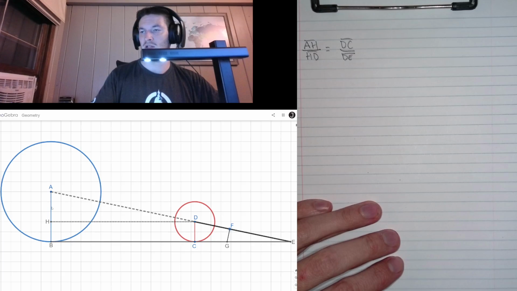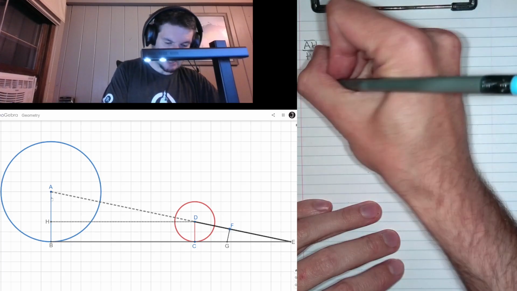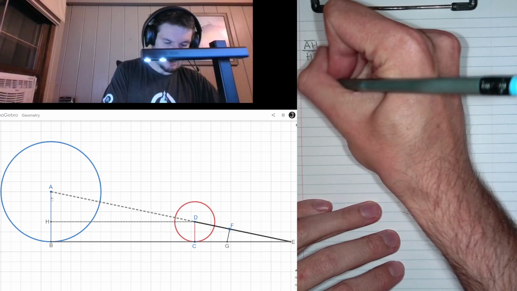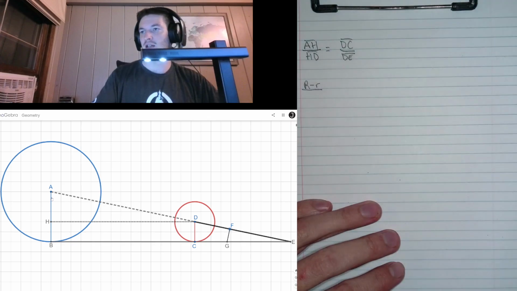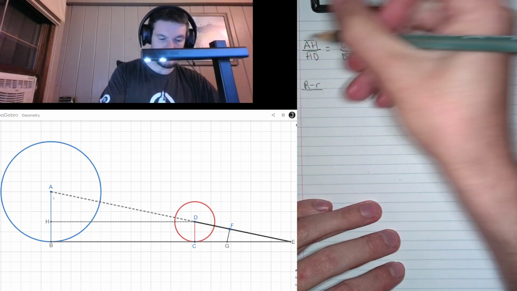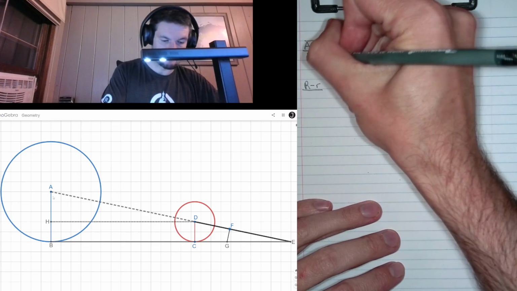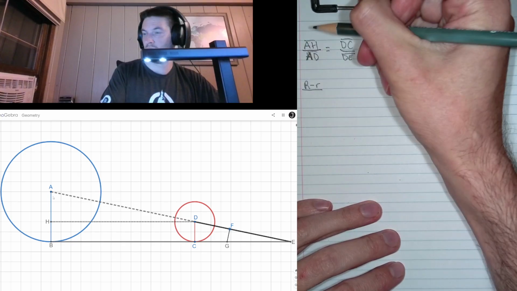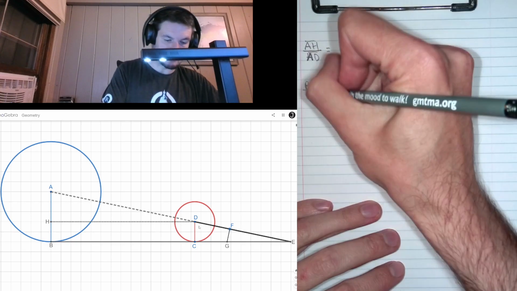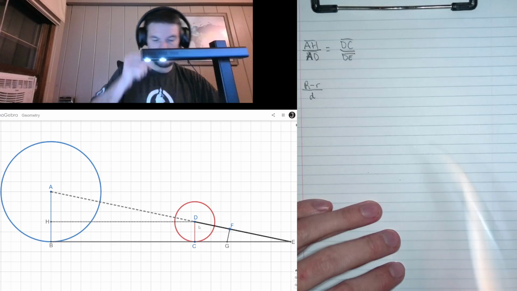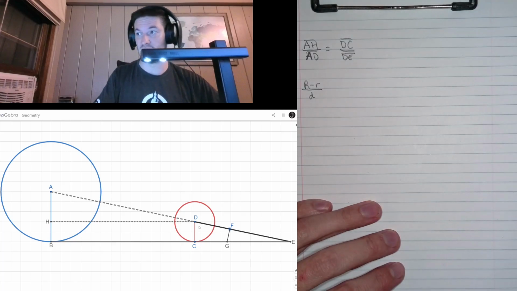AH is equal to the larger radius minus the smaller radius. So I'm going to say big R minus little r. That is divided by AD. I wrote HD here again, I meant AD. AD is the distance between the two, and we're going to use lowercase d to represent that.